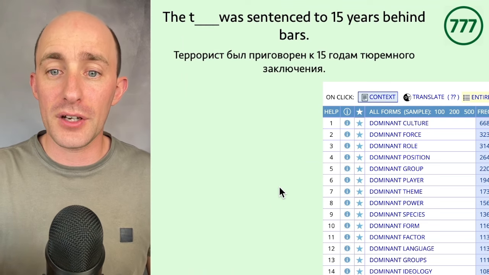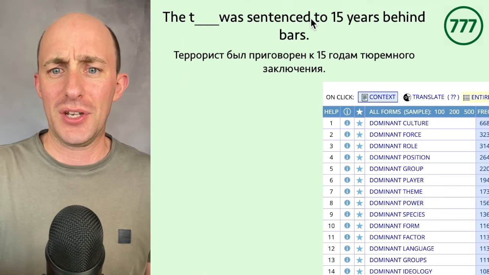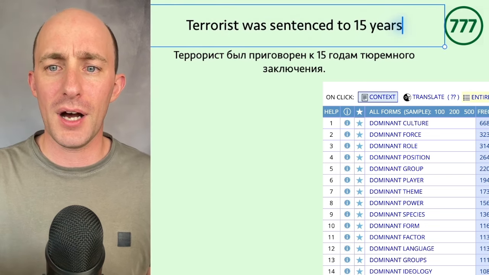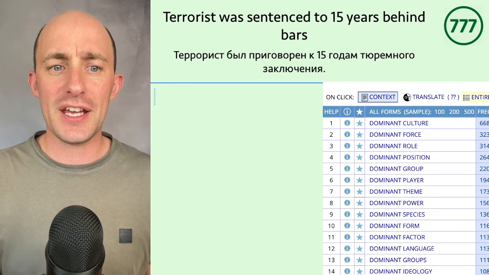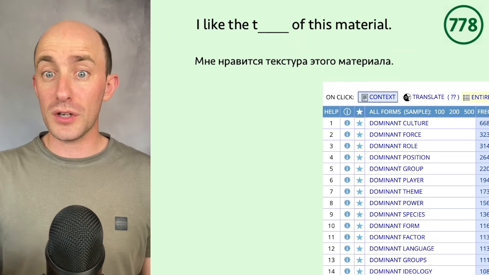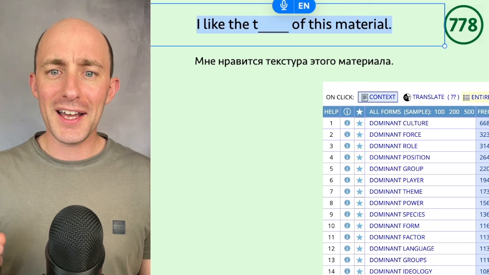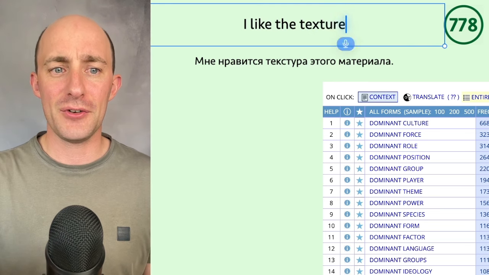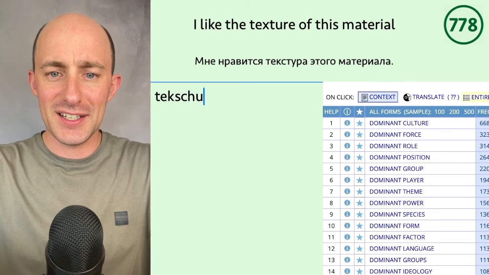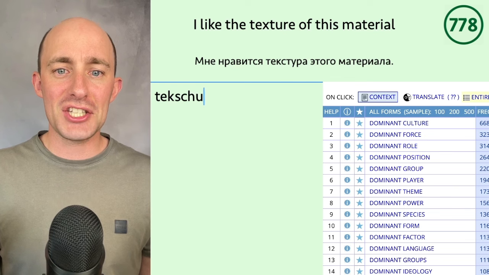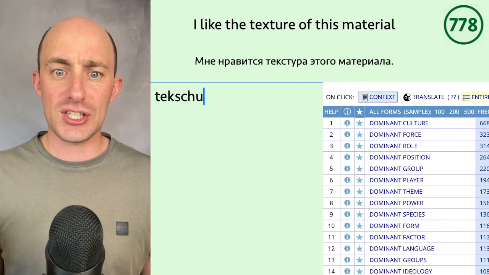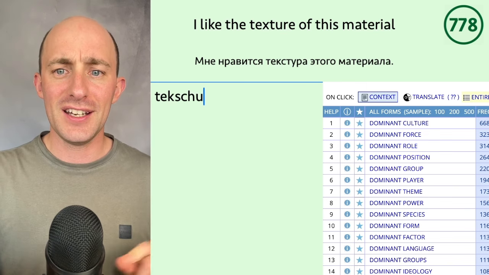Terrorist был приговорен к 15 годам тюремного заключения. The terrorist was sentenced to 15 years behind bars. Terrorist, terrorism, open your mouth. The next one. Мне нравится текстура этого материала. I like the texture of this material. Texture. What I like about this word is we see XT, but we say KSCH. Texture.